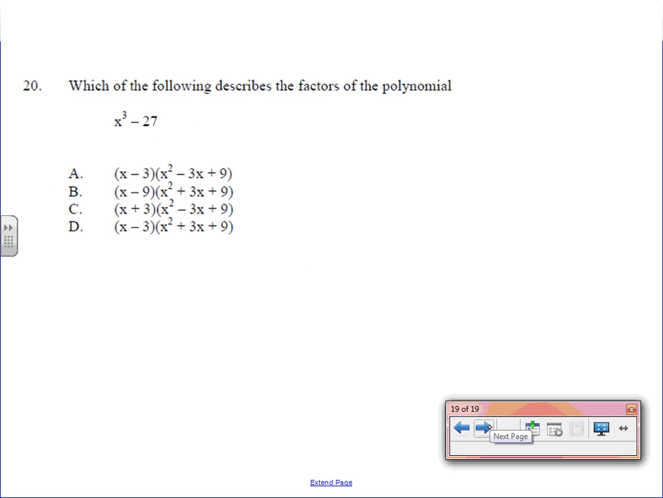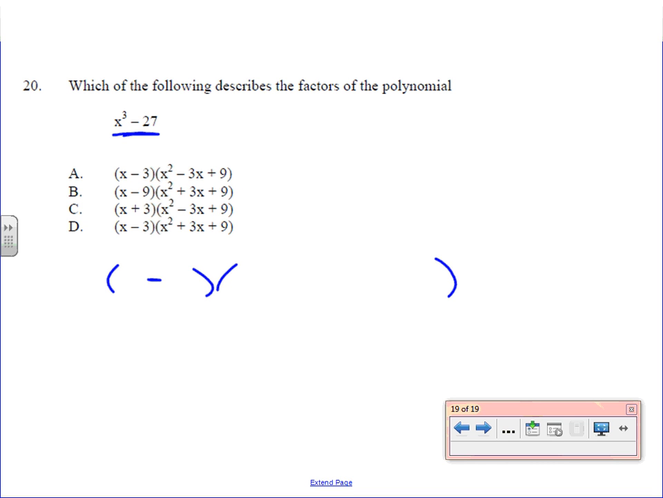And last one, number 20. Which of the following describes the factors of the polynomial x to the third minus 27? This is a binomial. And on this one, we're going to have to use that difference of cubes. Here's how we did difference of cubes. We said we're going to get a binomial times a trinomial. We're going to start by finding the binomial. And the way we find the binomial is by taking the cube root of each term.